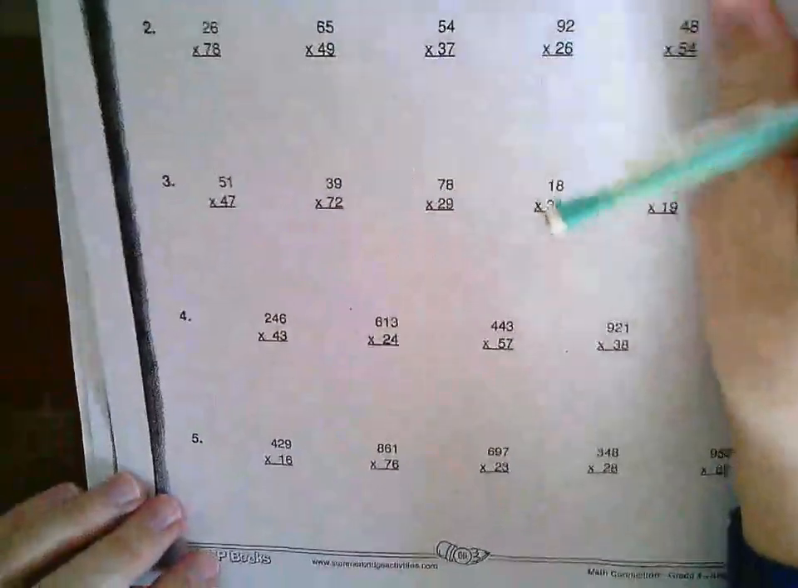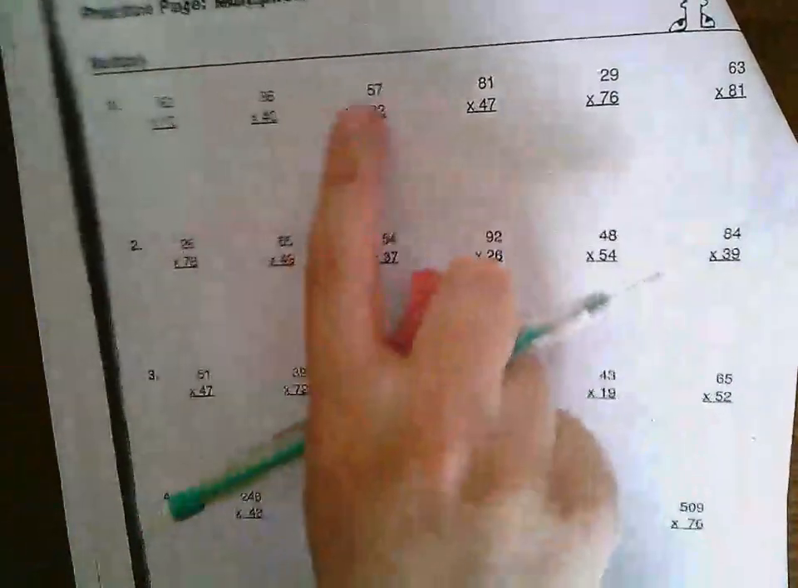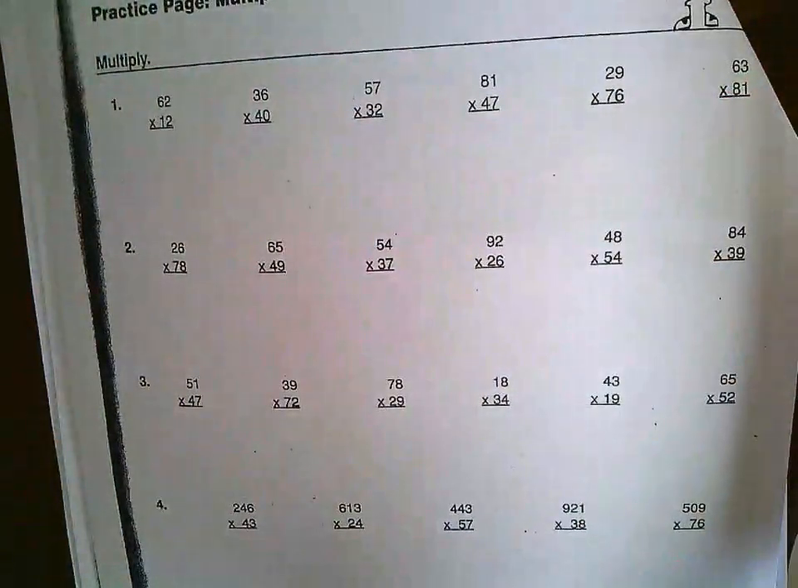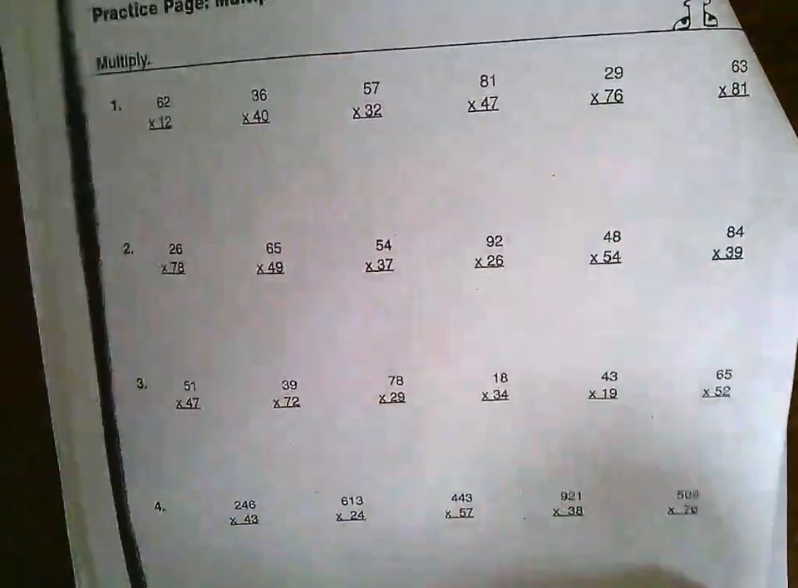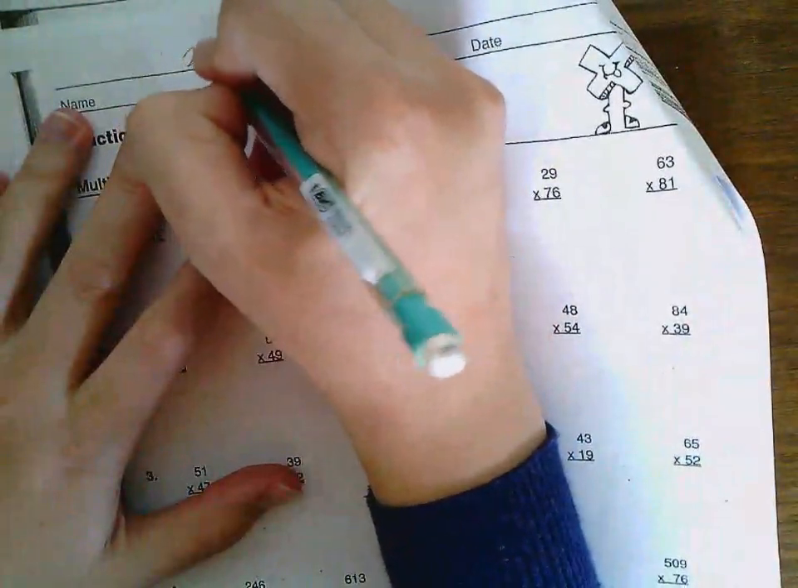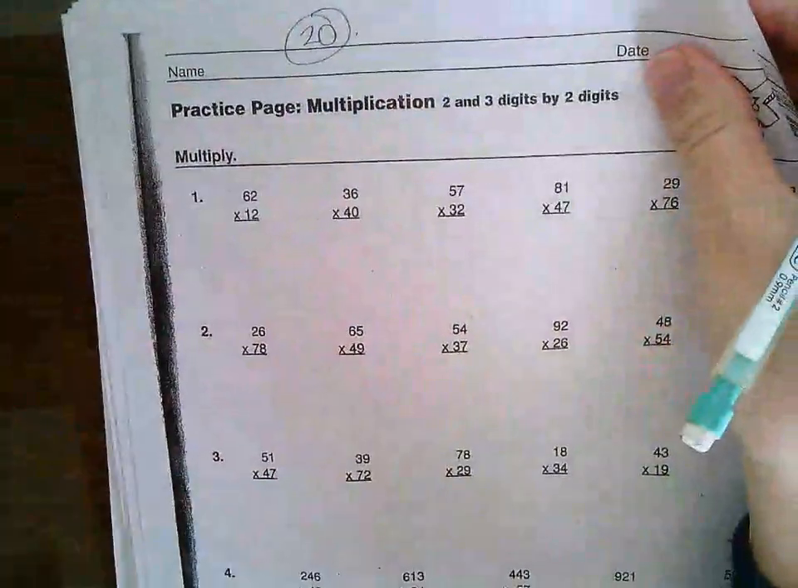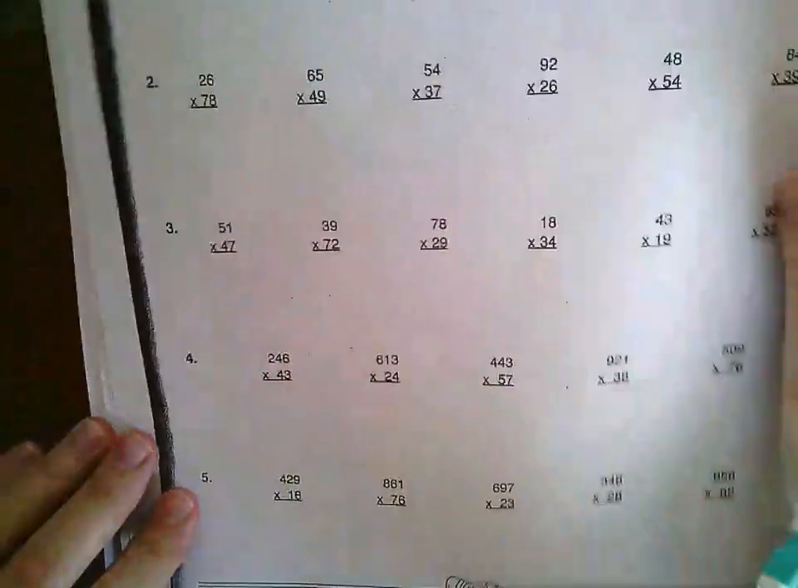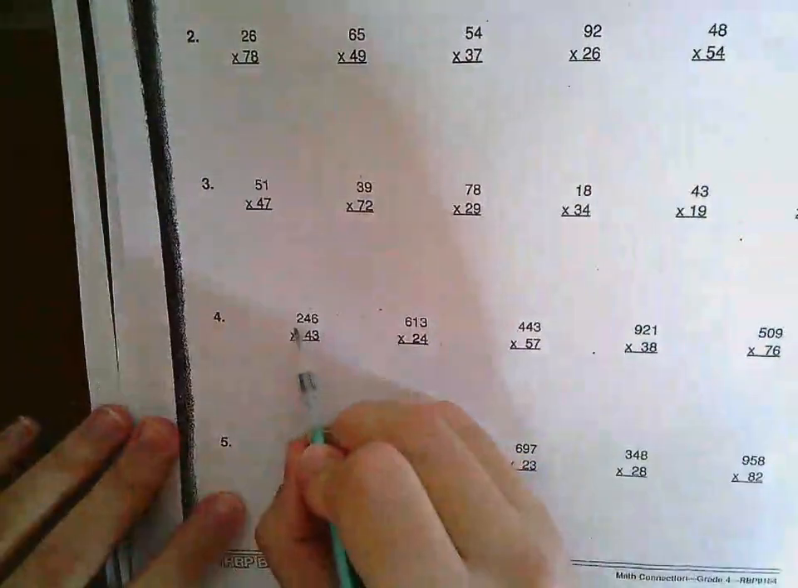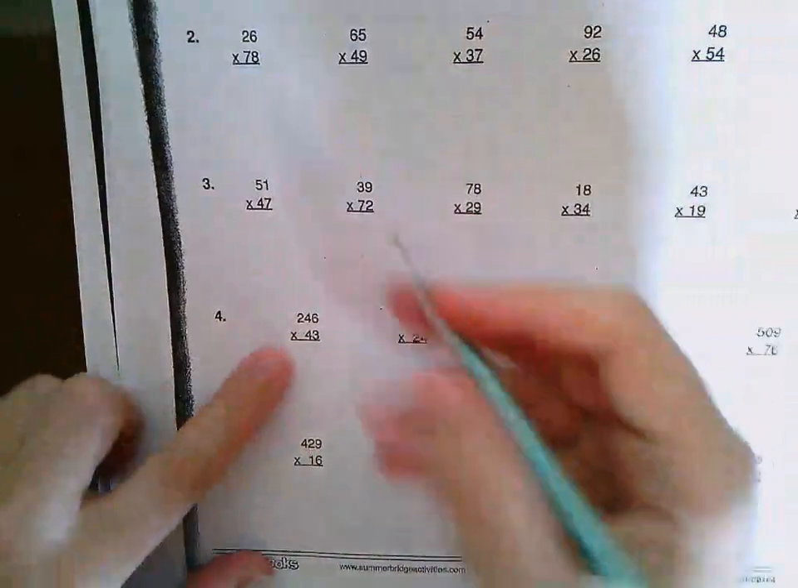All right, let's go to the back side and do a couple here. I'm going to go kind of towards the bottom of the page. On this side, let's see, there's 1, 2, 3, 4, 5, 6, 18, 1, 2, 3, 4, 5. So 28, I want you to do 20 problems on this side. So only pick 20. You can pick any 20 to do. It's up to you. All right, 246 times 43.